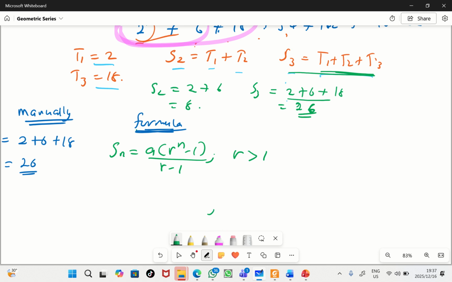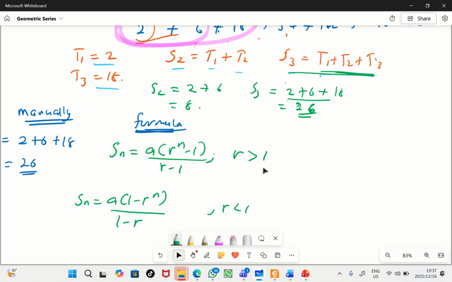However, if your constant ratio is less than 1, you use this one: Sn equals a times (1 minus r to the power n) over 1 minus r. Now, someone is busy writing the formulae. Do not write them down, because I told you the videos are recorded. I can see you from this distance. You will memorize them at the end of the session. It's not a problem. You don't have to memorize them now.